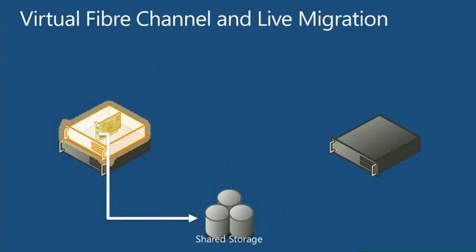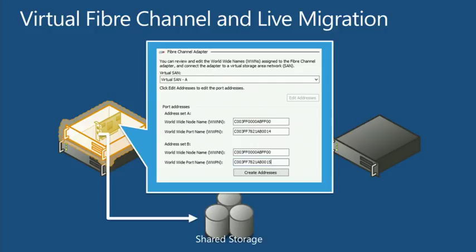Let's take a look at how we actually do live migration. So we have a VM on the source, and this is how it's going to be configured from the virtual fiber channel. You see you have a virtual SAN, and it has two worldwide names associated with it. And there's a good reason for that, right?